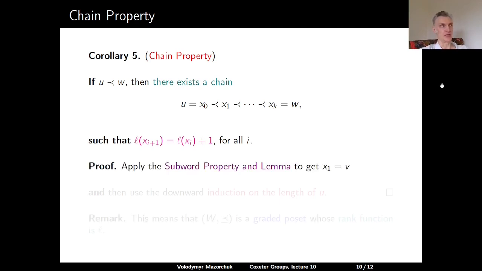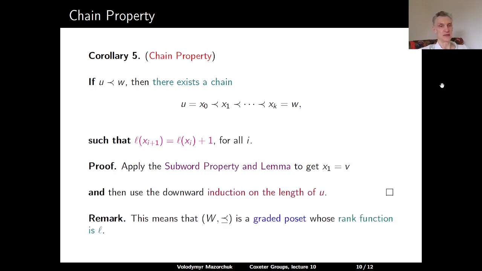Proof. Applying the subword property and our original lemma, we get x1 as the element v in the lemma, and then we just use the downward induction on the lengths of u. Let us remark that the chain property means exactly that the set W with respect to the Bruhat order is a graded poset whose rank function is the length.